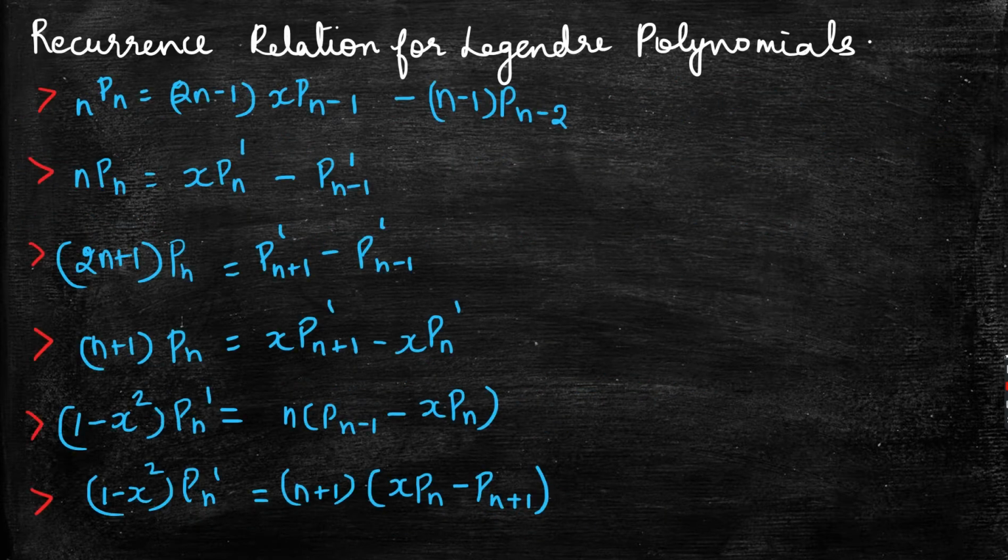And these are a few recurrence relations. It will be good if you just remember these recurrence relations, but if not, please try to remember the equations and the orthonormal property, generating function, and the polynomials at least.